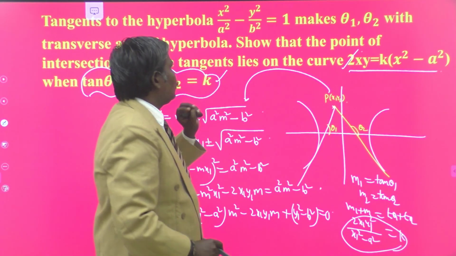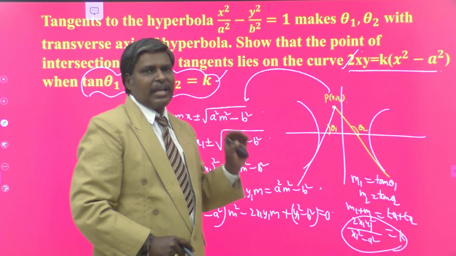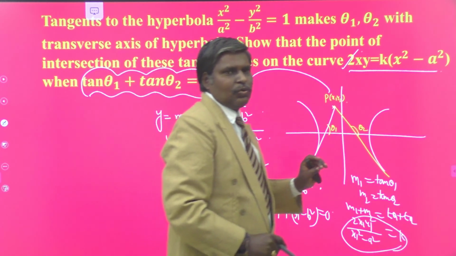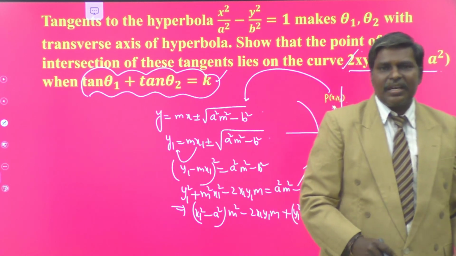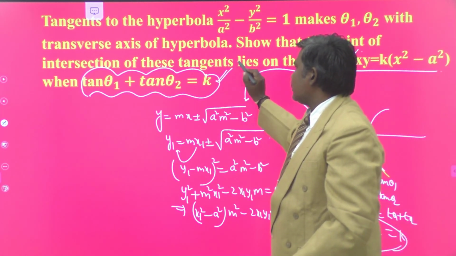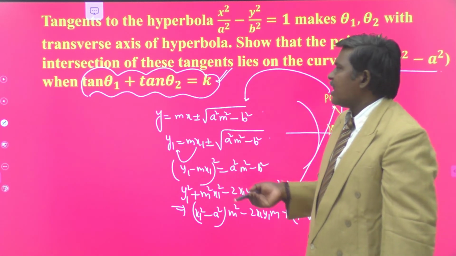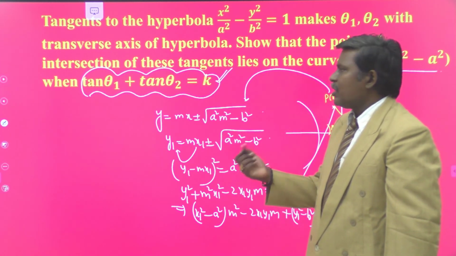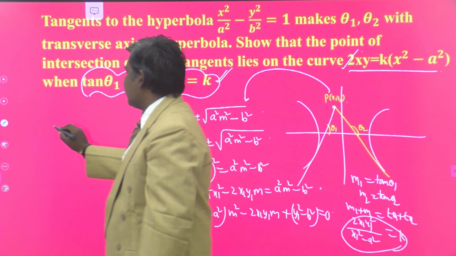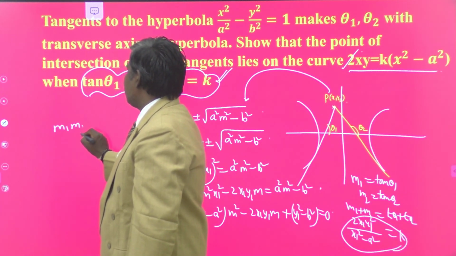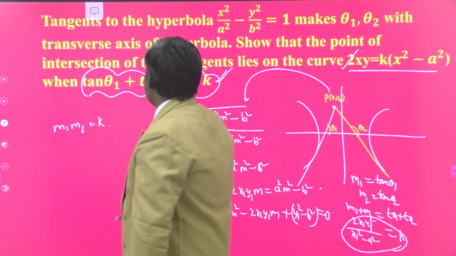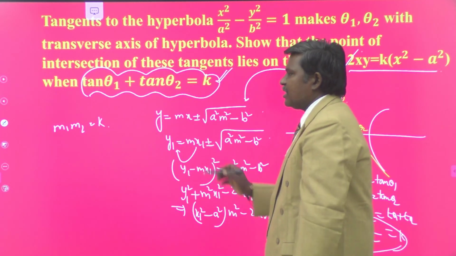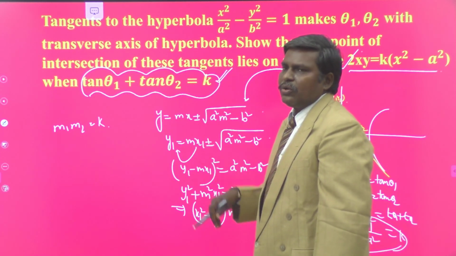So the question is the locus of the point of intersection of tangents to the hyperbola making angles θ1 and θ2 with the transverse axis in such a manner that tan θ1 + tan θ2 = k. Suppose they are asking tan θ1 · tan θ2 = k, what is the locus? You have to write m1m2 = k. Product of the slopes is (y1² − b²)/(x1² − a²) = k. You get that locus.